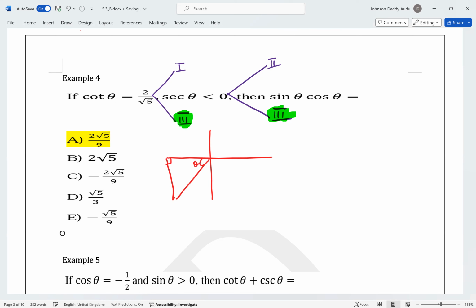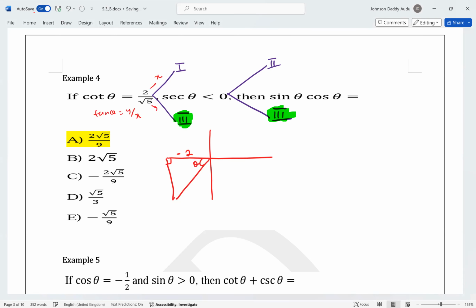But what we have is that cotan is what? 2 over root of 5, right? But what is cotan? Cotan has to do with tan. So remember, if tan theta is y over x, then cotan is going to be x over y. So this simply means that your x is 2 and y is root of 5. But since you are in the negative x-axis, x is actually going to be minus 2.